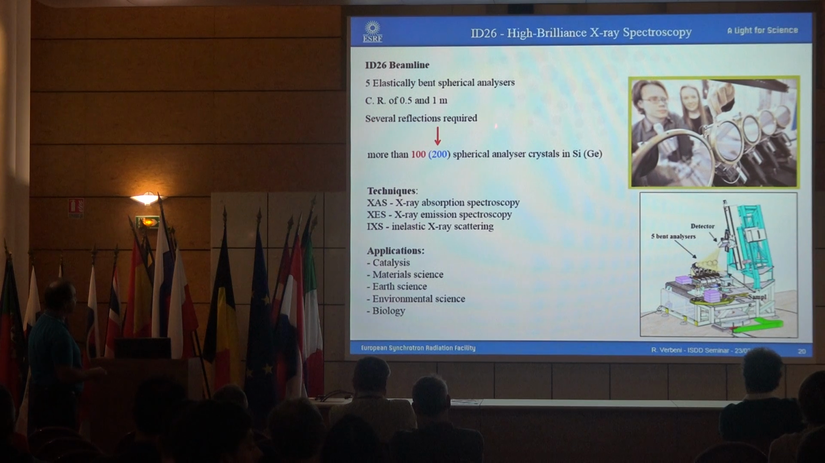And here they need several reflections because they are going to measure absorption lines and emission lines. They have special energies. So every time they change the sample, they also change the set of analyzers. So they need many reflections. This ends up in maybe 100 or 200 spherical analyzers, in silicon and germanium.